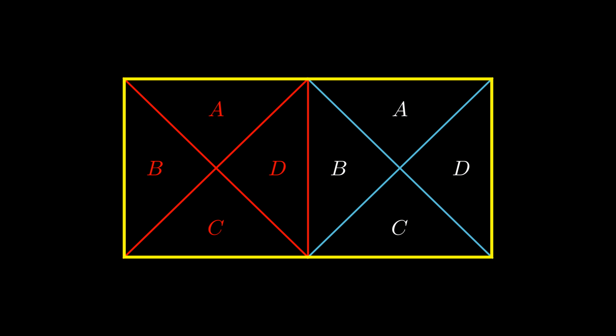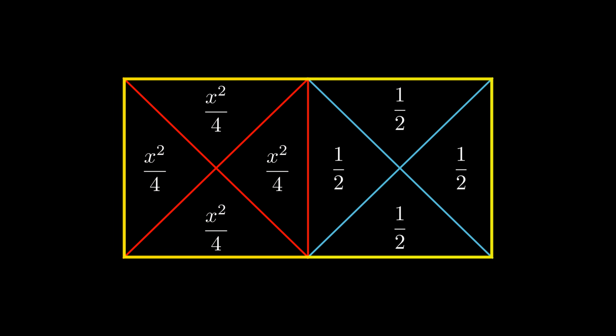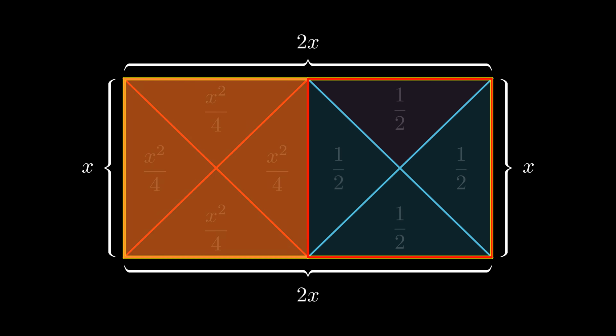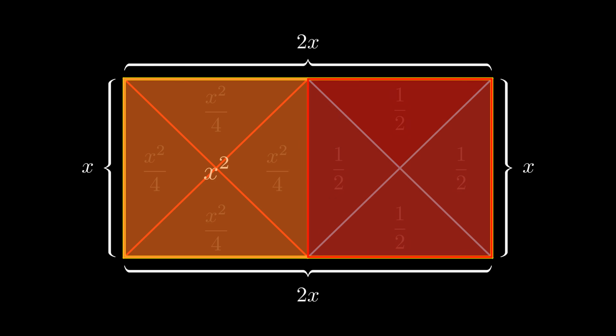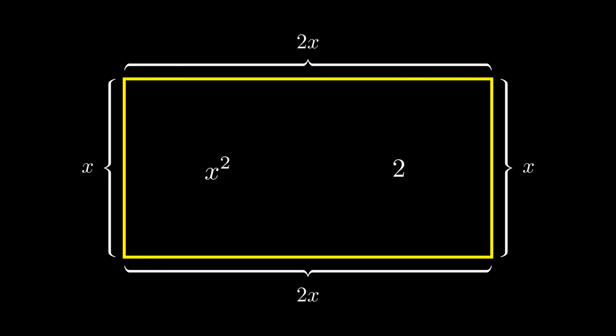Now, imagine placing these two squares side by side so that they share a common side, forming a rectangle. Recall that the area of each individual triangle can be expressed in two ways, as 1/2 or as x squared over 4. This means the first square, composed of 4 triangles, has a total area of x squared. The second square, also composed of 4 triangles, has a total area of 4 times 1/2 equals 2. Therefore, the total area of the newly formed rectangle is x squared plus 2.